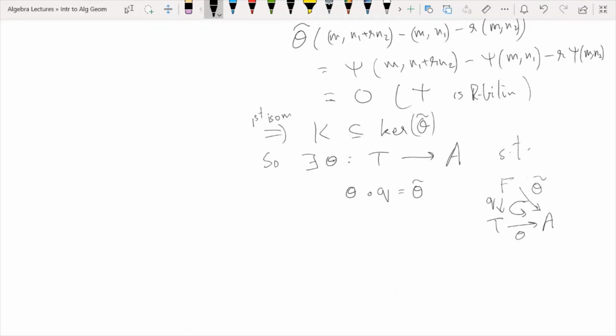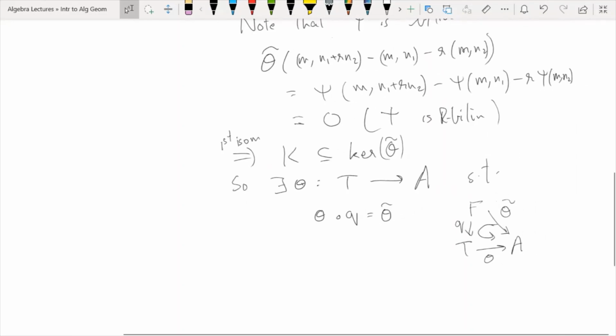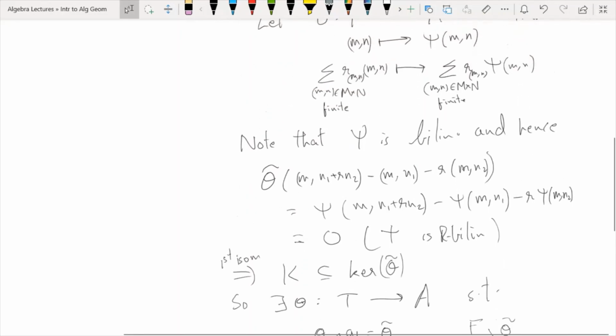So in fact, if you know that the kernel is exactly K, then you can say that this theta is actually an isomorphism, but that we don't know. We only know that the kernel is contained in A. It might be the zero module, then everything is contained in the kernel. So we get this, and we obtained our map theta.